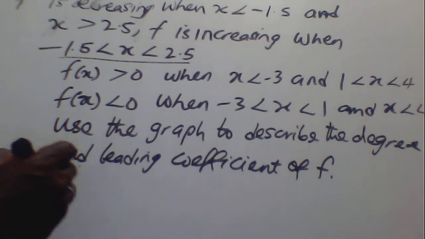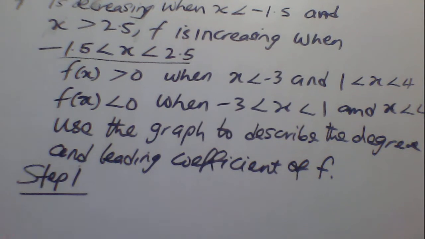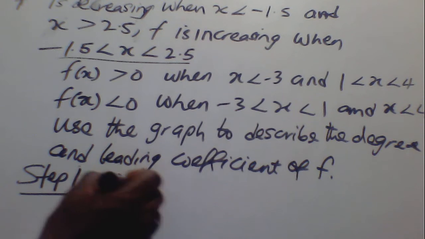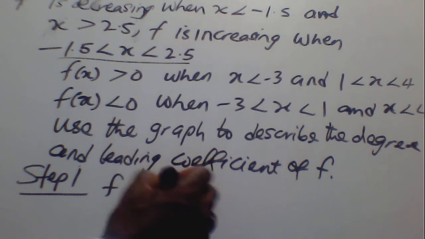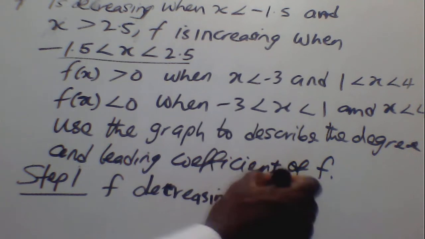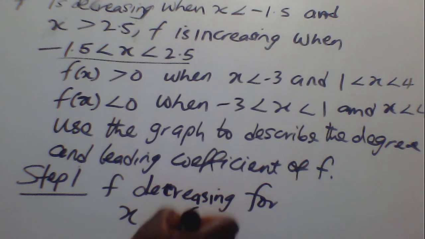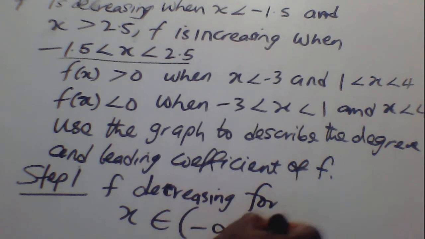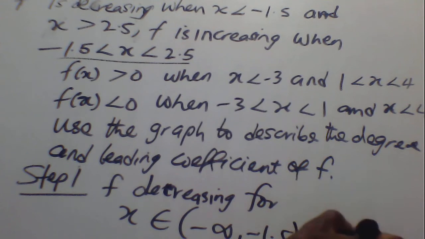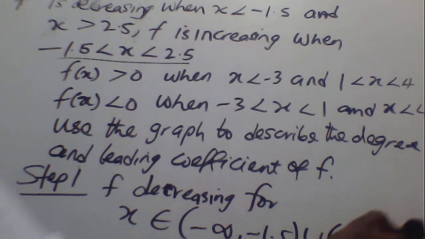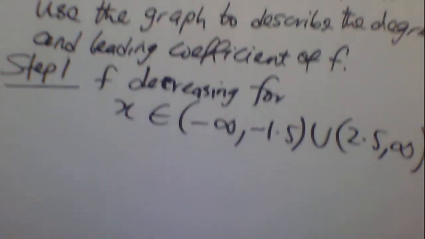So the first thing is the steps. Step 1, since f is decreasing, f is decreasing for s an element of negative infinity to -1.5, union with 2.5 to positive infinity. These are the ranges of the given values we are given.